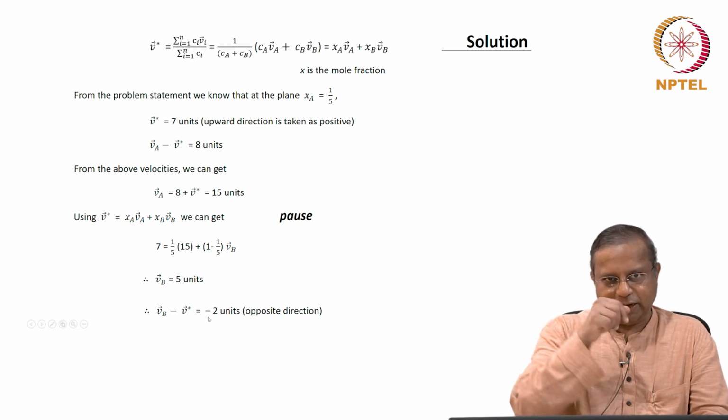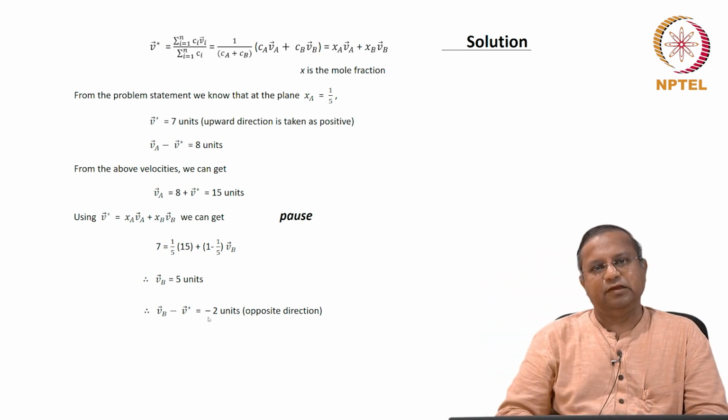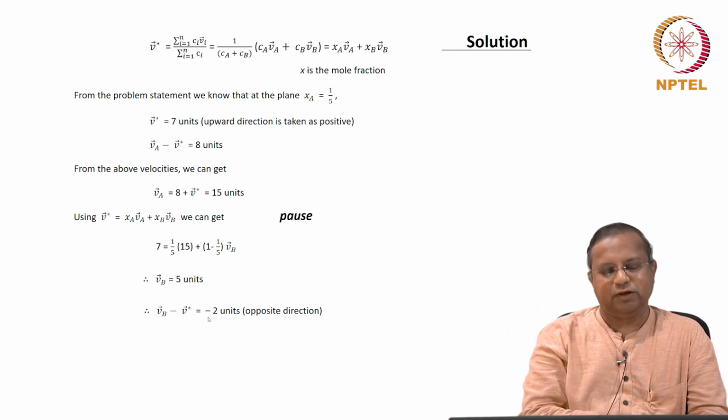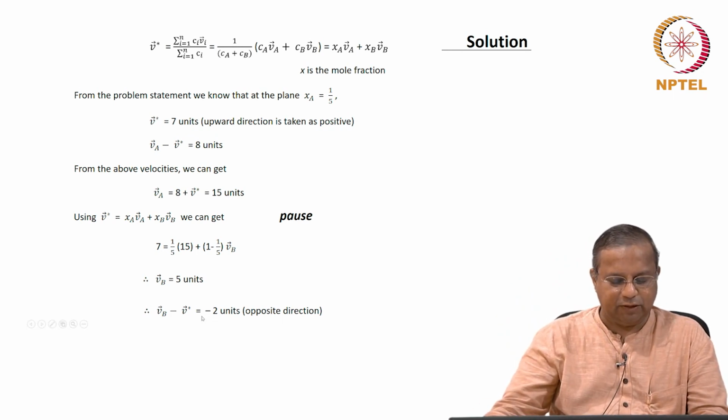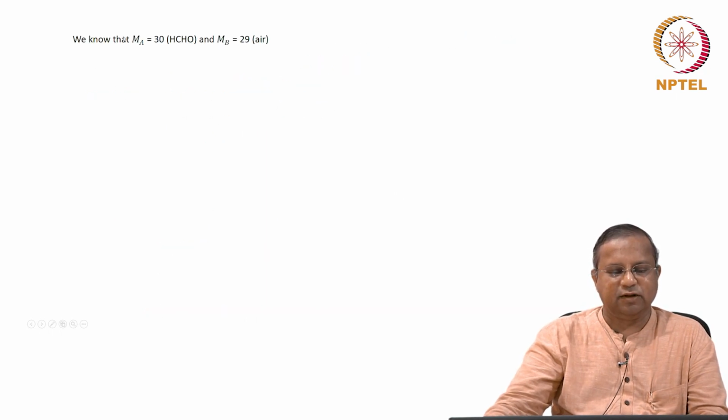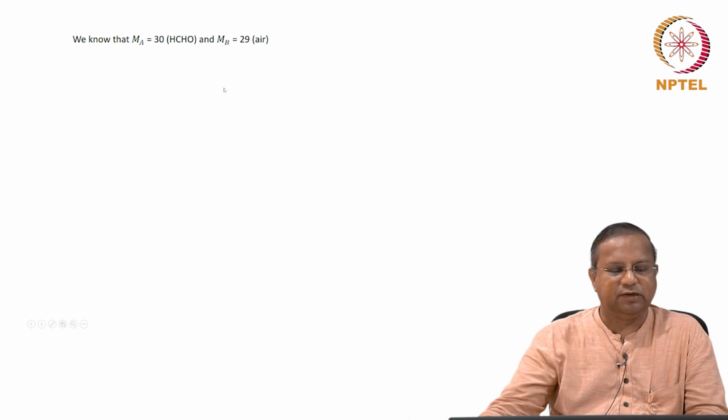What does this minus mean? It means it is in the opposite direction. Upward direction is positive, therefore, we have the downward direction here for V_B minus V star. You can continue with this. I will just go through it, you can work out the various details.